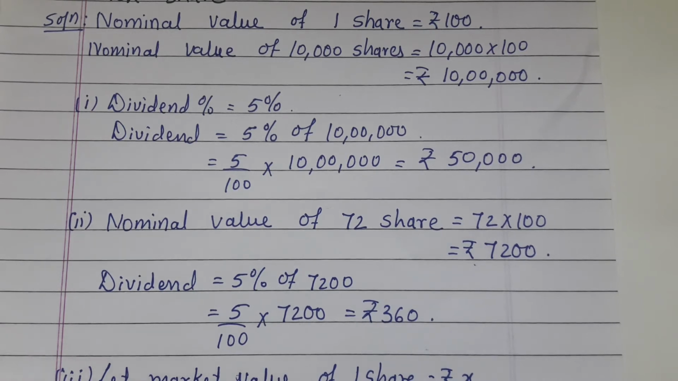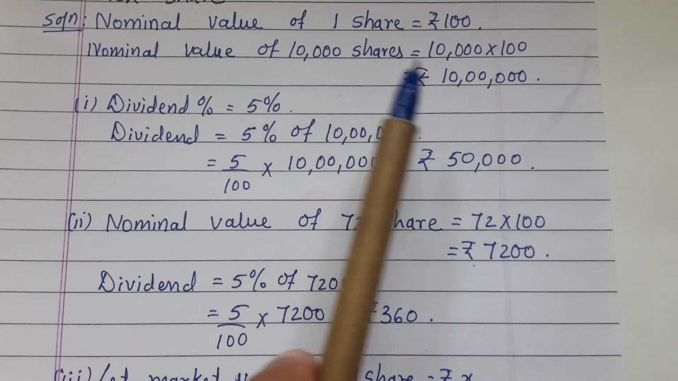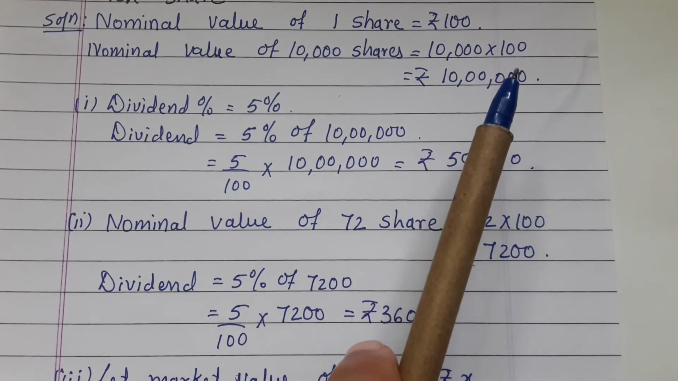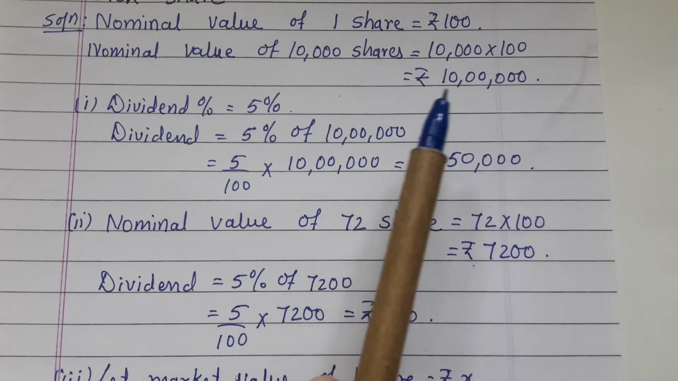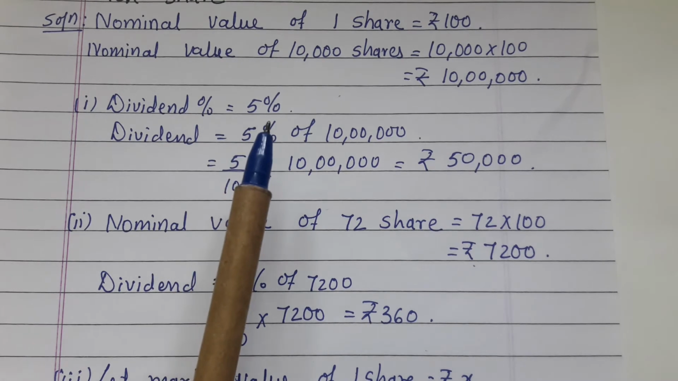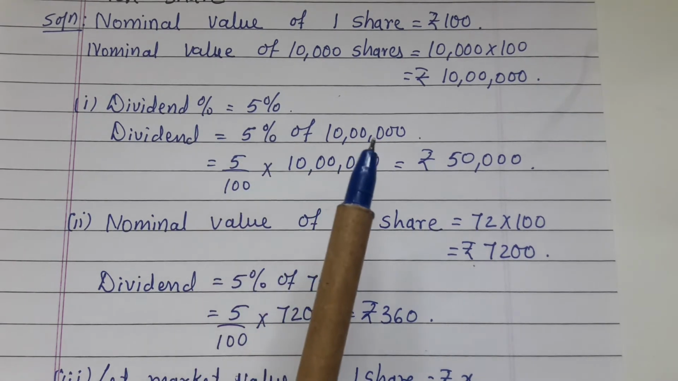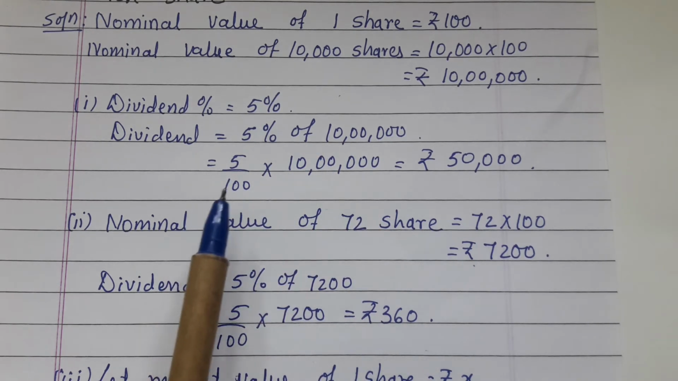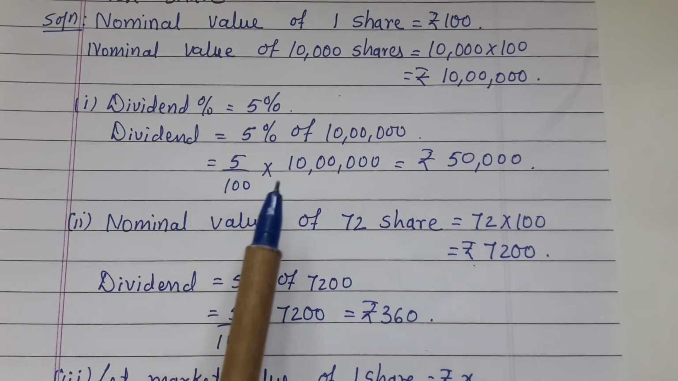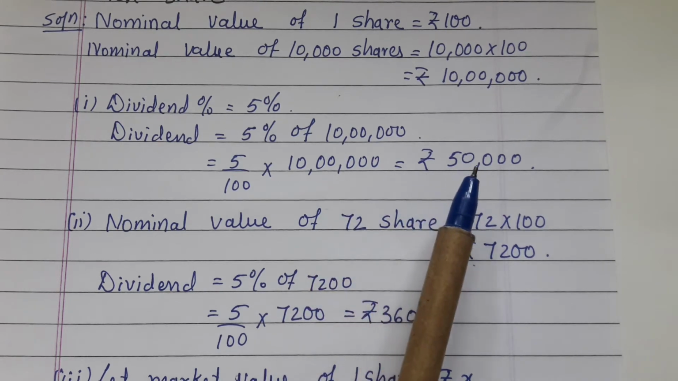Nominal value of one share is rupees 100. Nominal value of 10,000 shares will be 10,000 into 100, that is equal to rupees 10 lakh. Dividend percent 5%. Dividend is equal to 5% of 10 lakh, that is equal to 5 upon 100 into 10 lakhs, that is equal to rupees 50,000.